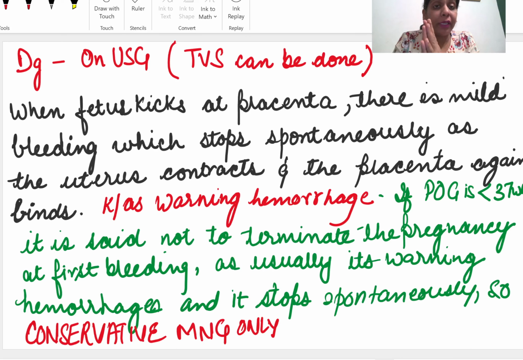So if the period of gestation is less than 37 weeks, now you know that this bleeding is mostly a warning hemorrhage, you are not going to terminate the pregnancy, because it will stop spontaneously and you can get the time. Okay, so you are going to observe that patient, you are going to admit that patient, and you are going to manage that patient conservatively to see whether the bleeding stops or not.